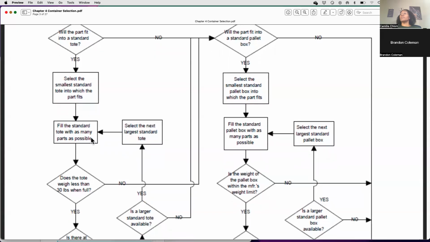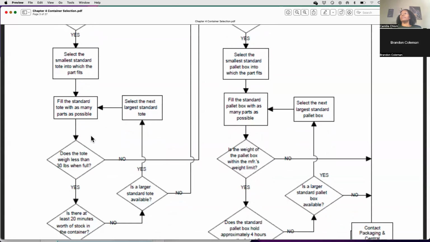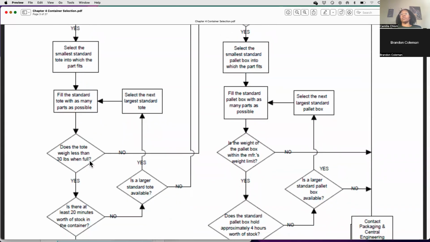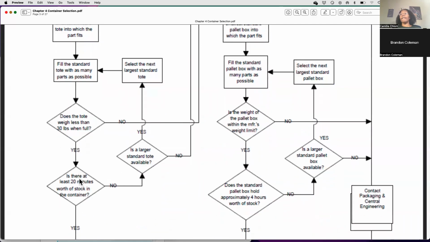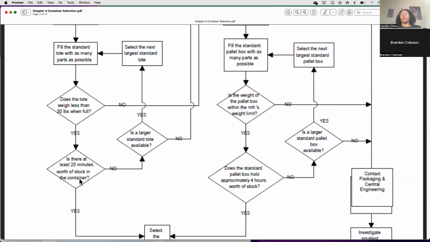Okay, so once you fit that tote and you see how many you fit in there, next thing you do is check the weight. Does the tote weigh less than 30 pounds? Yes. Okay, keep going. Then your next one is, you're looking for at least 20 minutes worth of parts. So let's say this part's 15 inches long, but you can only fit 3 parts in there. Yes, it weighs less than 30 pounds, but 3 parts is only going to last you 3 minutes, maybe not that much. So now you're back up here.